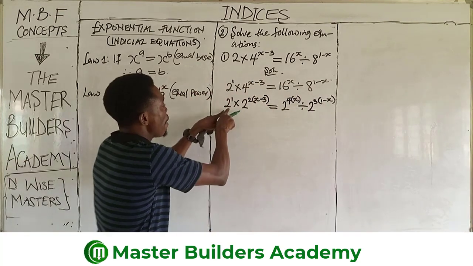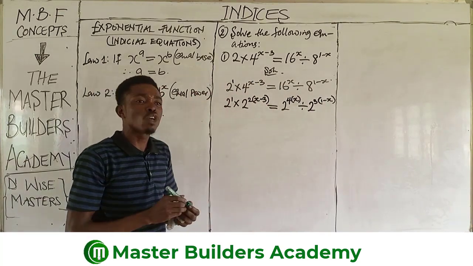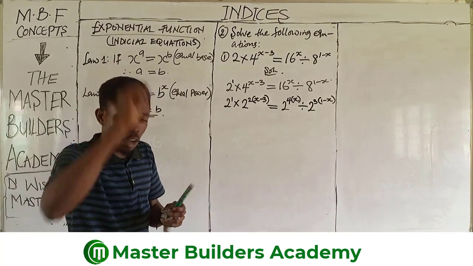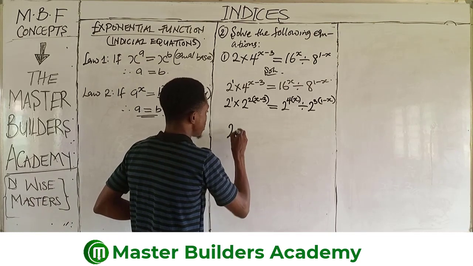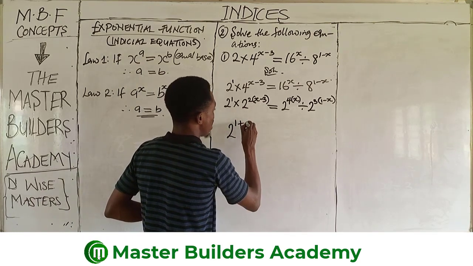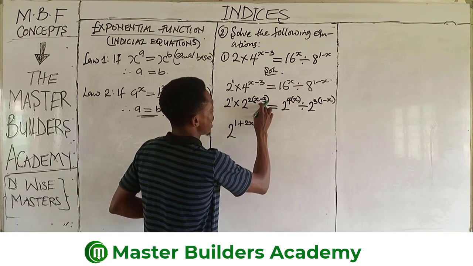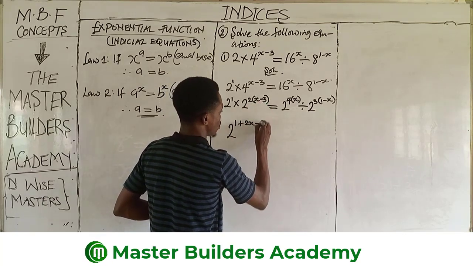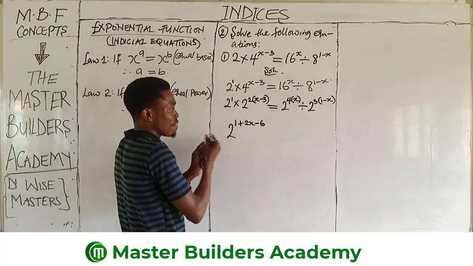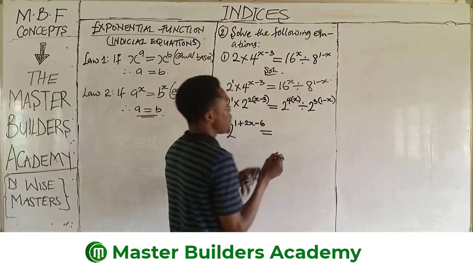So we need to simplify. Between this and this now, we have equal base, and their connection is multiplication. So we are going to use the first law of indices. So we will pick one base, add up their powers. Now 2 multiplied by x is 2x, and 2 multiplied by minus 3 will have minus 6. So we already have one base at the left hand side. We are still going to do the same at the right hand side.